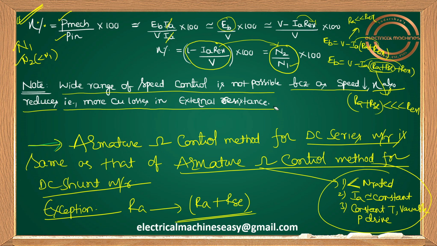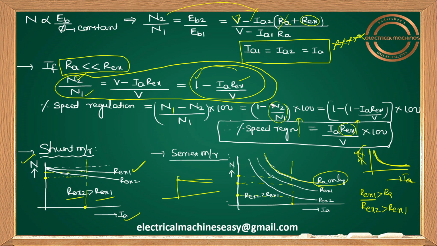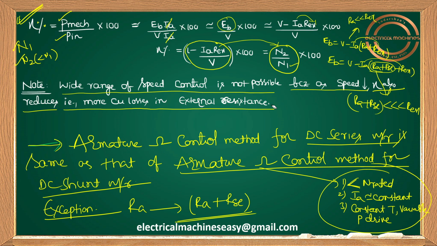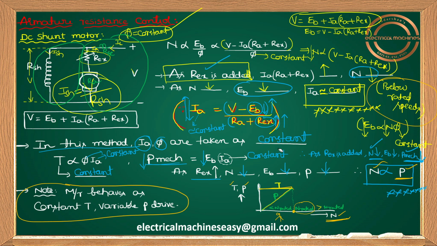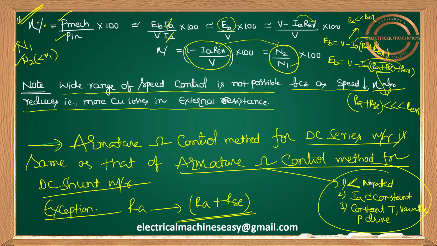Let us see one question based on this armature resistance control method. That was a previous GATE question, asked regarding a DC series motor. For questions regarding a DC series motor, I told you, the procedure is the same. Whatever was explained here is valid there too. I told you where you'll get below-rated speeds, where you should take Ia approximately constant, where the motor acts as a constant torque, variable power drive. All those things you have to keep in mind.